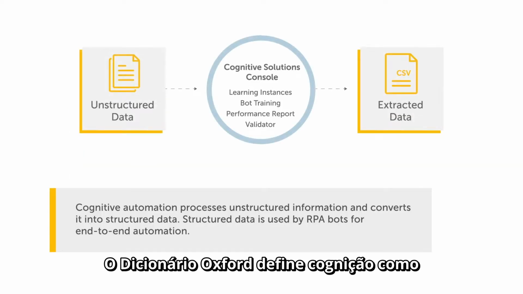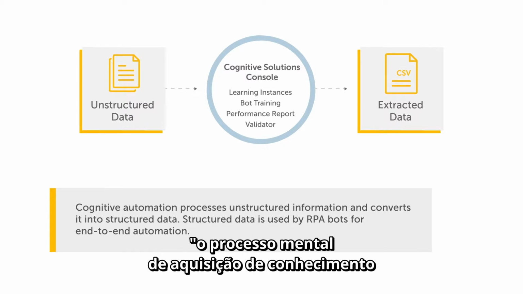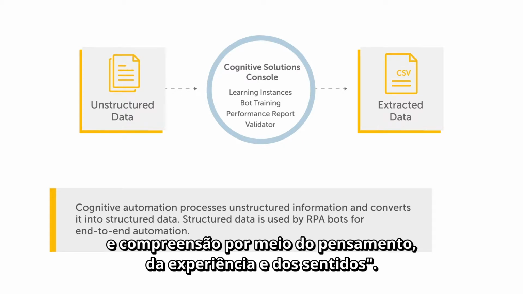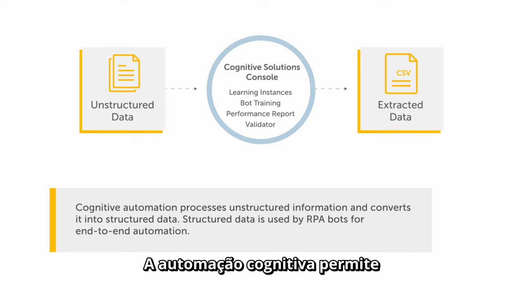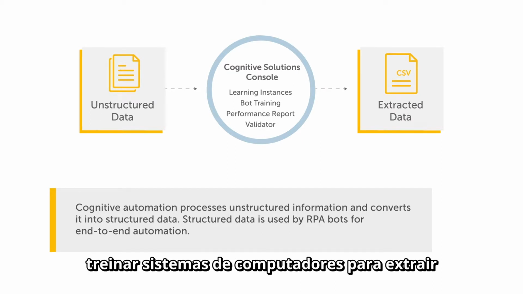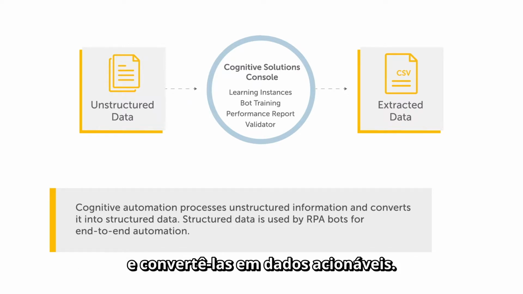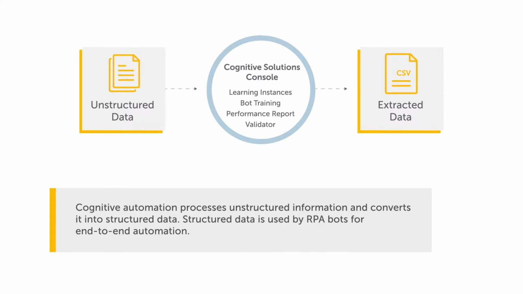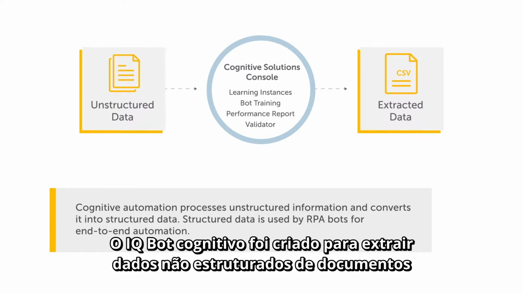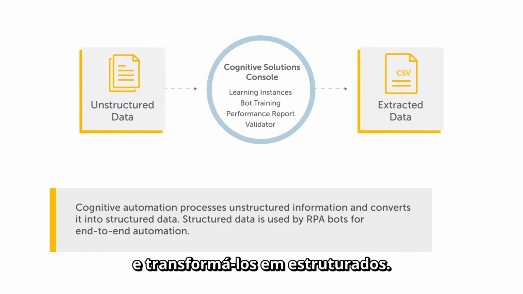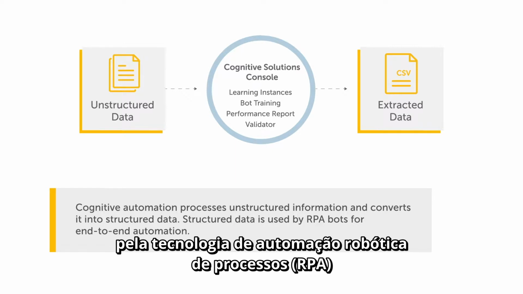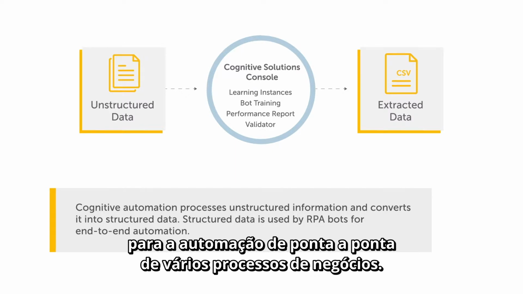What is cognitive automation? Oxford Dictionary defines cognition as the mental process of acquiring knowledge and understanding through thought, experience, and the senses. Cognitive automation allows you to train computer systems to autonomously capture and understand unstructured information within the known domain and to convert it into actionable data. Cognitive IQBot is designed to extract unstructured data from documents and turn it into structured form. Then this structured data is used by robotic process automation, or RPA technology, for end-to-end automation of various business processes.